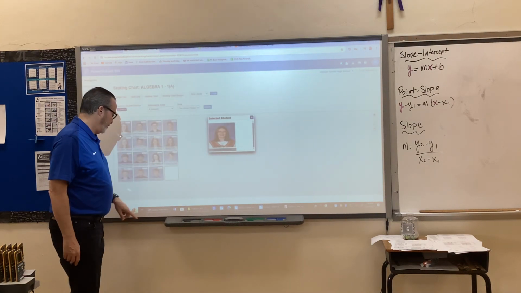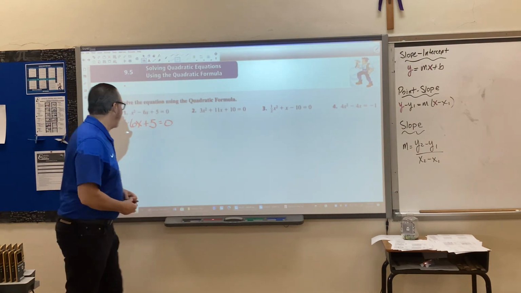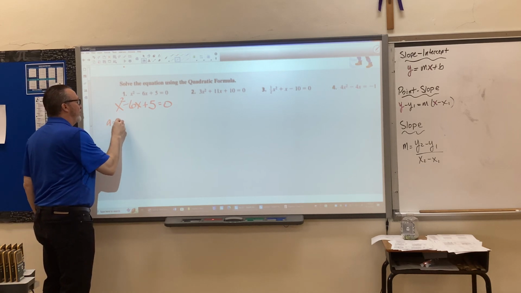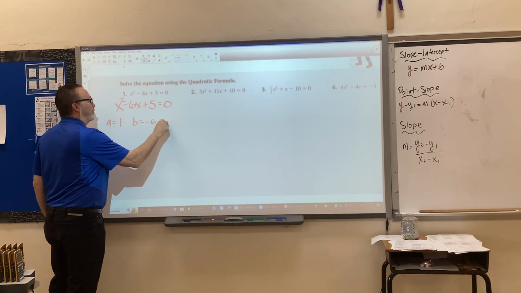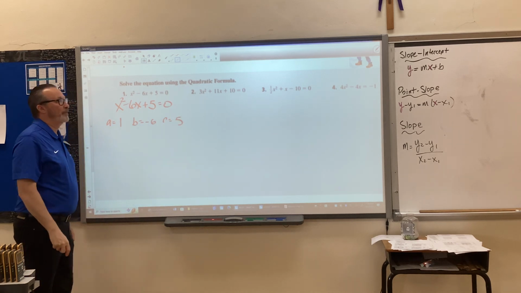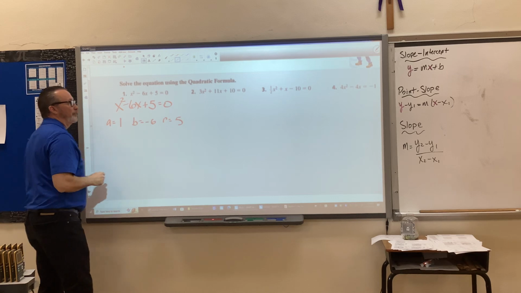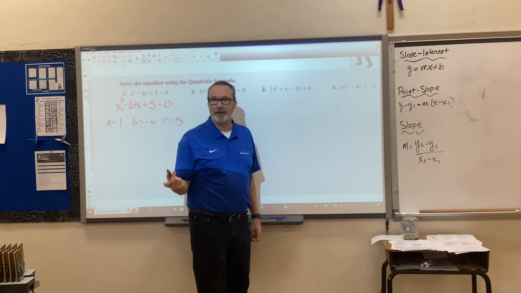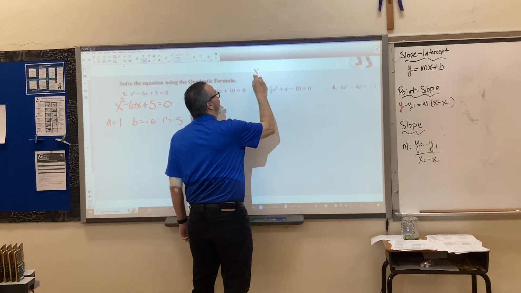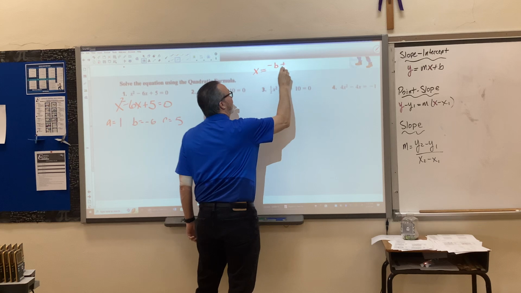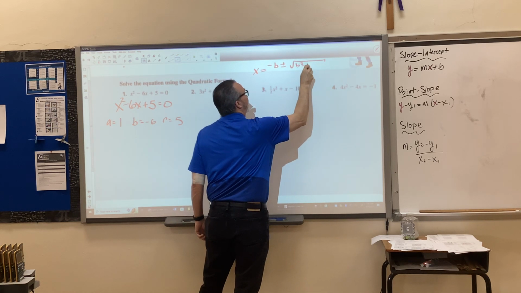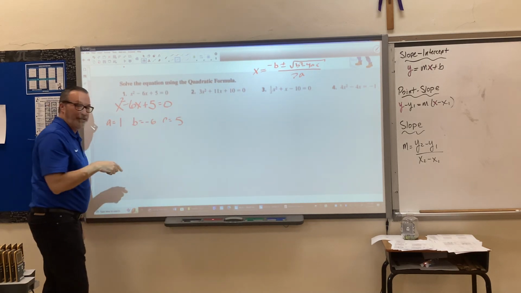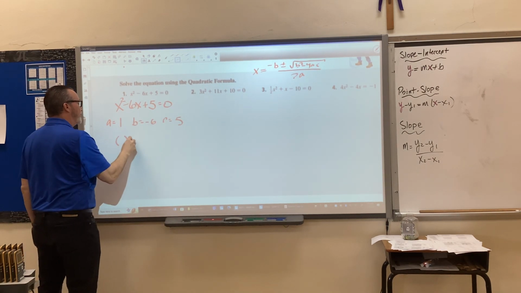Shannon, not only do you get to sing the quadratic formula, you get to use the quadratic formula. What's A? 1, B, -6, and C. Then what do you do? You find the square root. Please tell me the quadratic formula. X equals negative b plus or minus the square root of b squared minus 4ac all over 2a. Thank you for that. And then you want to find the b squared minus 4ac.